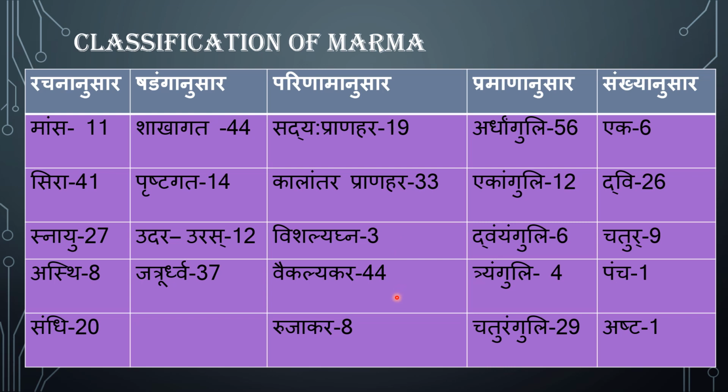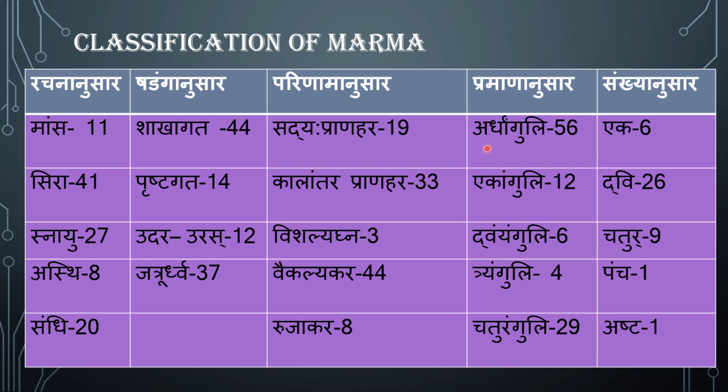Vaikalyakara, after getting injury, there is complete or partial deformity in that particular marma sthana. That is Vaikalyakara, 44 in number. Rujakara: here Rujakara means after getting injury we will have severe pain, but there is no death of the person. So these are 8 in number.